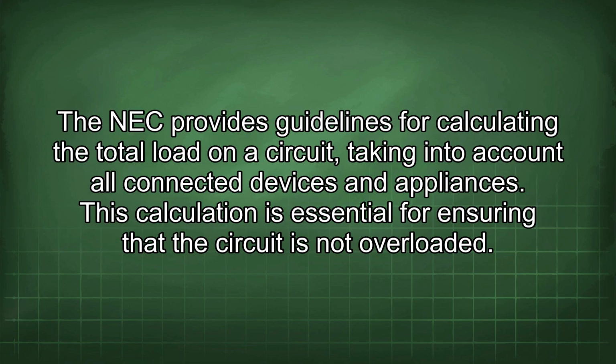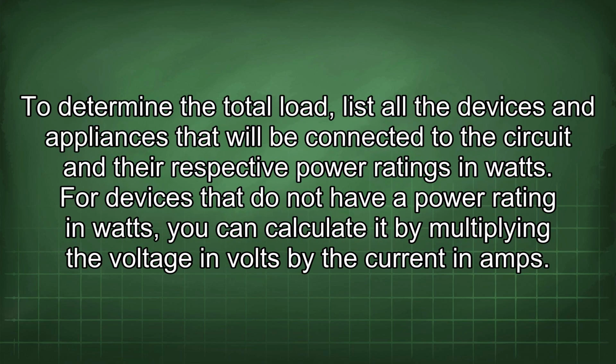The NEC provides guidelines for calculating the total load on a circuit, taking into account all connected devices and appliances. This calculation is essential for ensuring that the circuit is not overloaded. To determine the total load, list all the devices and appliances that will be connected to the circuit and their respective power ratings in watts. For devices that do not have a power rating in watts, you can calculate it by multiplying the voltage in volts by the current in amps.